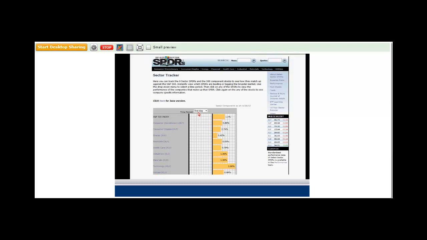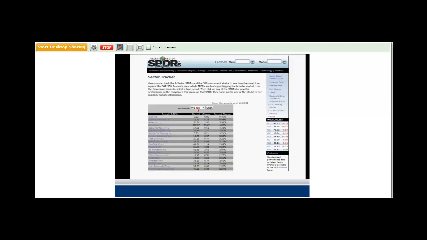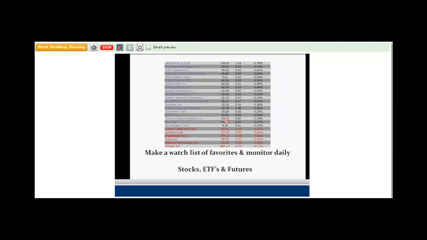And then each day, you can break this down to 1 day, 5 day, a year, 2 years, 10 years, whatever. It'll show you the gains in those particular sectors. Then within that sector, you can click on a various sector. This was, I think, the technology sector, and it'll break down all the components of that sector and give you their current change. This was set on a 5-day time frame. And you can make a watch list of your favorites, and you monitor those daily.